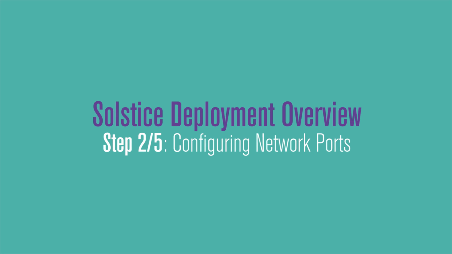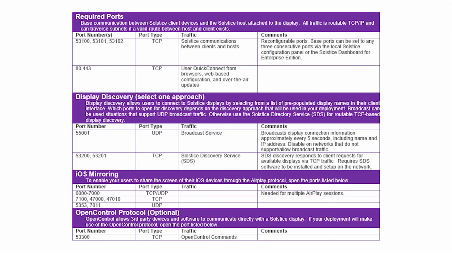Configuring network ports. Once the network mode is selected and configured, and the Solstice pods and Windows software licenses are on the network, the next step is to ensure the correct ports are open on the network to enable Solstice to communicate over the network.